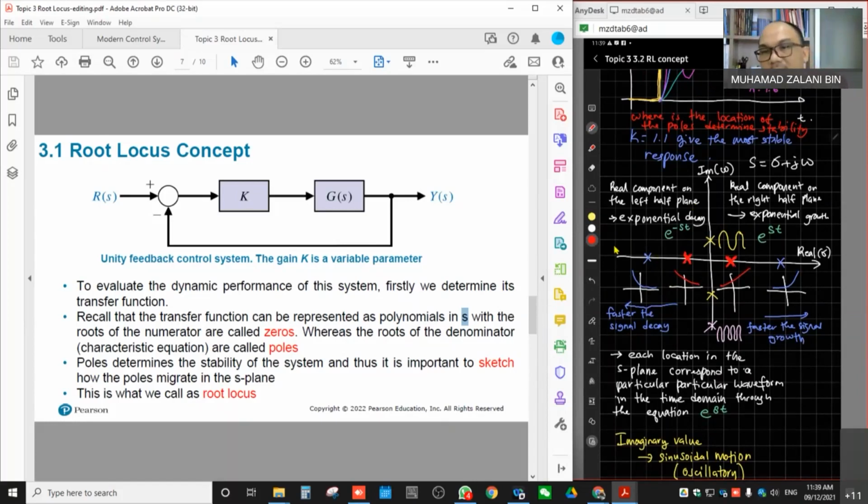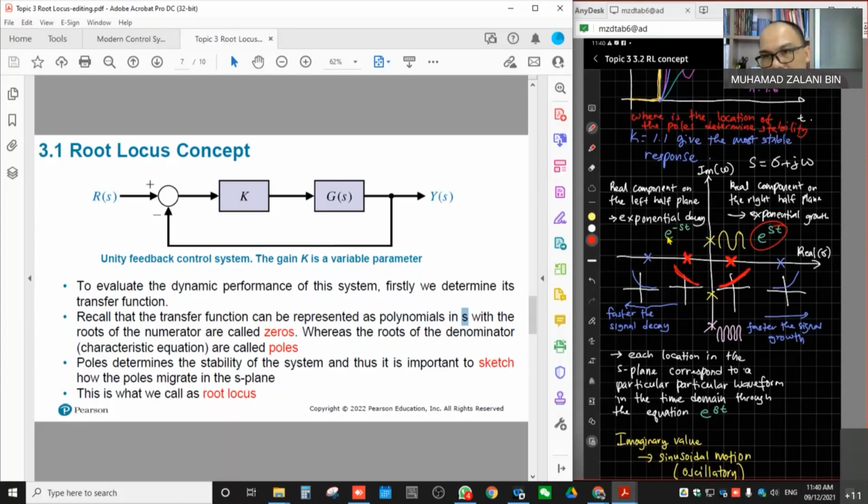Okay, sebelah kiri half plane ini. Real axis left half plane here. You can expect the decaying exponential function like this. And then, for the right half plane of real axis, for this particular pole, you can expect the change of exponential function, which is exponential growth. Okay, so this is actually represented by e to the st. The other one just now was related to e to the minus st function.